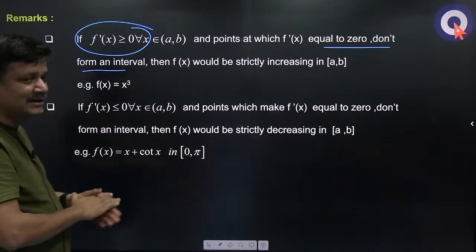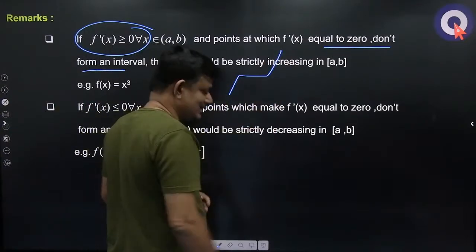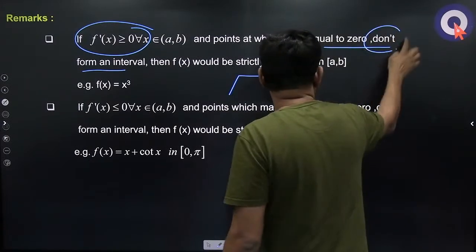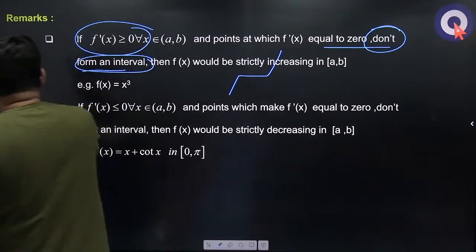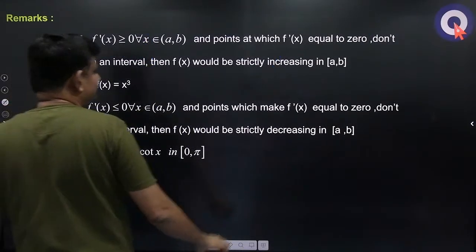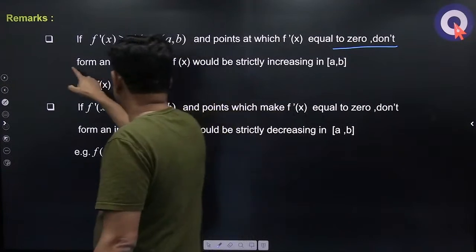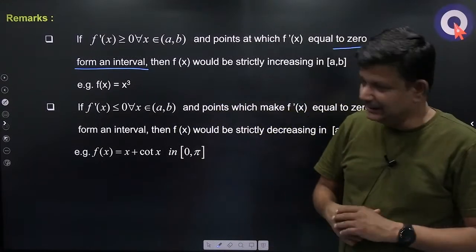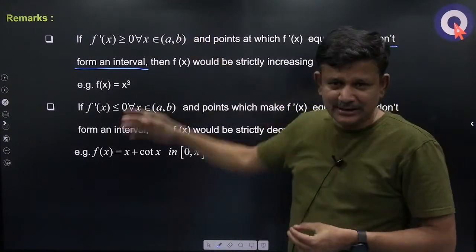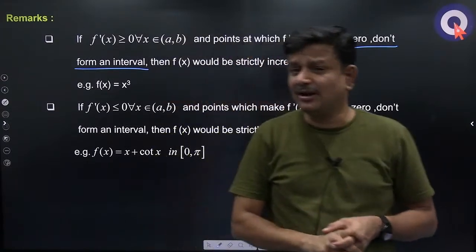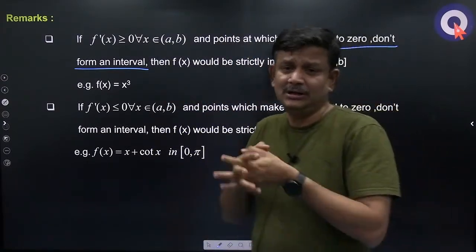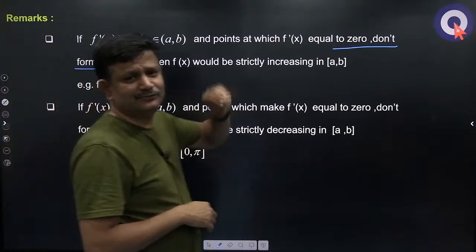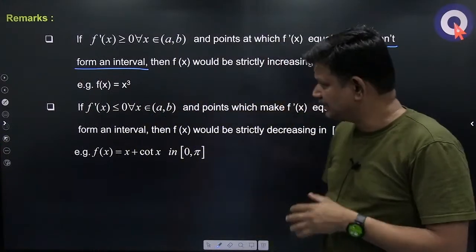So in that case, it will be increasing, then constant, then increasing. So it will be a non-decreasing function. But if equality doesn't form any interval, then f of x would be a strictly increasing function. So for a strictly increasing function, f dash x need not be greater than 0. F dash x can still be greater than or equal to 0. You have to be very careful with this point. But you have to ensure that equality is not forming any interval. Equality can still be at finitely, discretely many points.